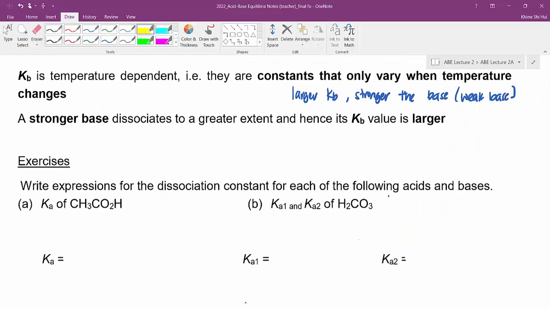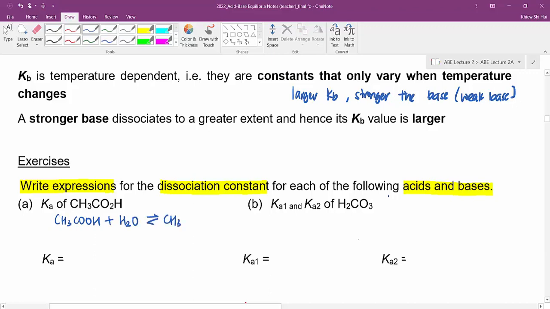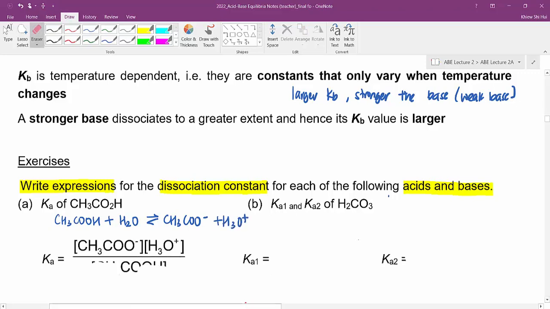Let's now go through the exercise. You are to write the expression for the dissociation constant for the acids and bases given. So the Ka of CH3COOH, we will write the acid dissociation equation first. So with water, it will give you CH3COO- and H3O+. So the Ka expression will be as such.